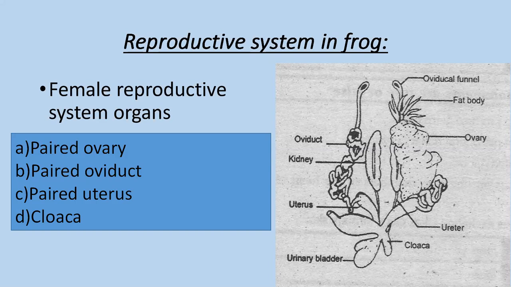The ova are released into water through the cloaca in the mating season or in the rainy season. The male produces sperm during the breeding season, during the rainy season. These sperms are also released from the testes into the water near the egg. These eggs float on the surface of water and they have a jelly-like substance.